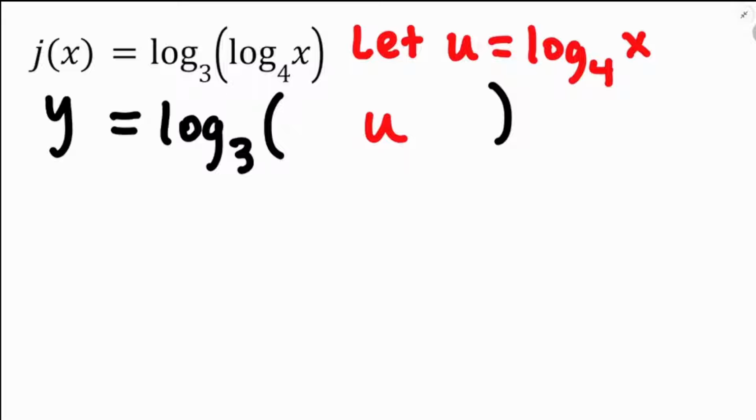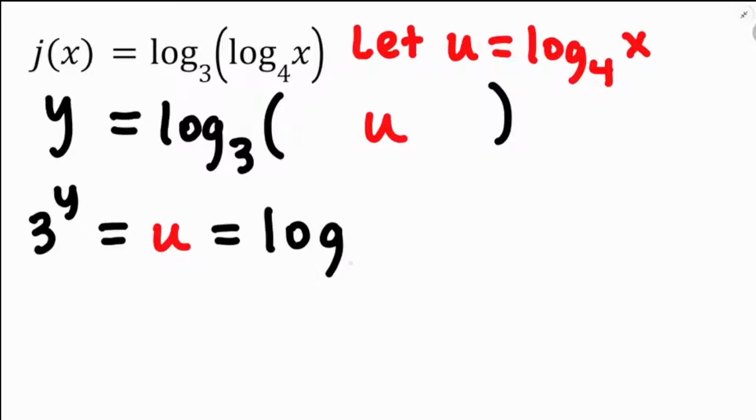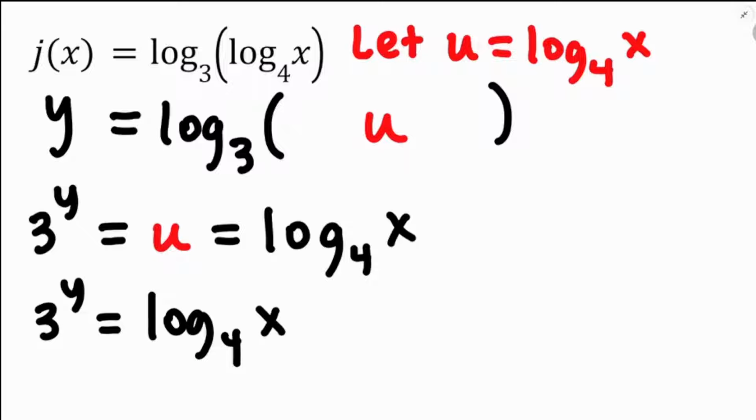If I write it like this, then I think it's pretty clear that I need to just take 3 to both sides power here. All right, so 3 to the y is going to equal u. But u is equal to log base 4 of x, and so that means 3 to the y equals log with base 4 and argument x. There's the transitive property of equality.